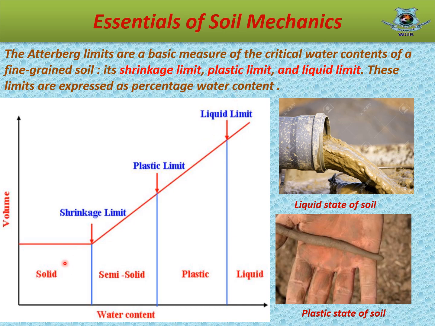In solid state, it is considered that soil has no or a small amount of water. When water is added to the soil, for a particular volume of water, soil becomes semi-solid, then plastic, and lastly remains in liquid state. This is the liquid state of soil, which is like a liquid paste, and this is the plastic state of soil.